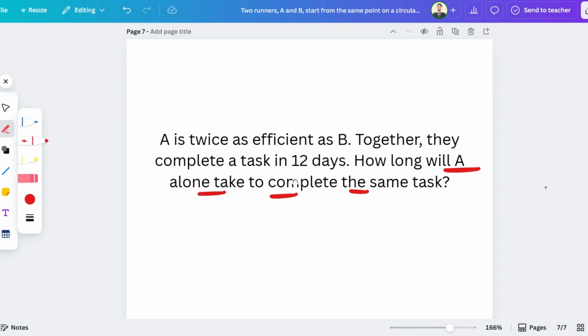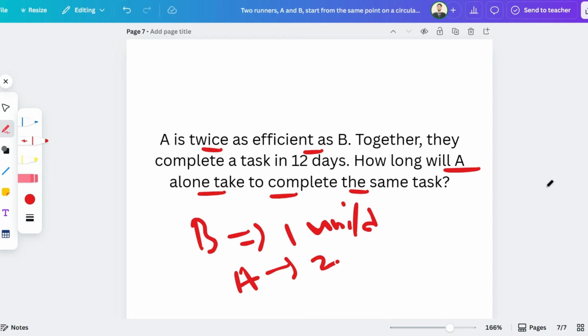Okay, so A is twice as efficient as B. So if B is doing 1 unit per day, then obviously A will work 2 units per day, right? As it is told, A is twice as efficient as B. So if B is doing 1 unit per day, A will be doing 2 units per day.